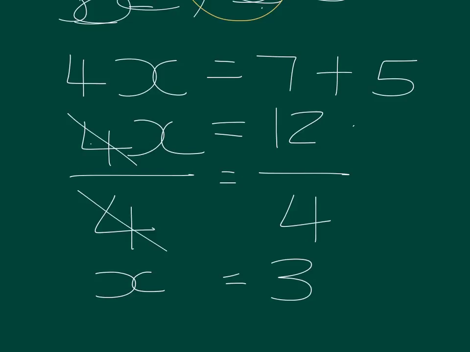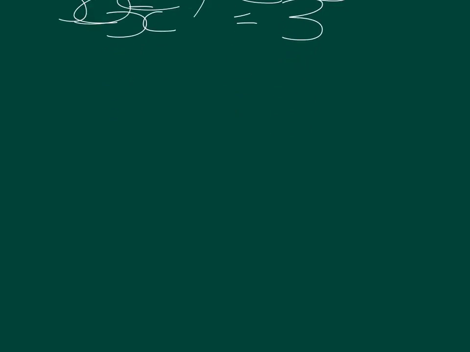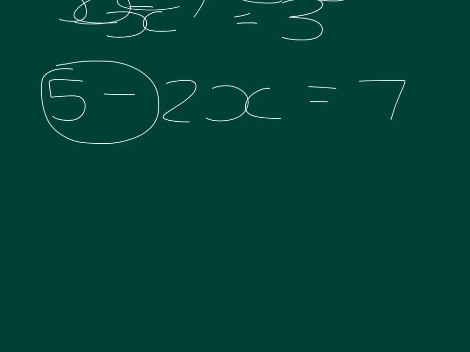But let's do another one. Let's move this one up. Let's do another one. So let's say we've got 5 take 2x. Where is my question? 5 take 2x is equal to 7. Okay, so remember we look over here and we look just for the variable. In this instance, it's 5. It's not 5 take, it's just 5.